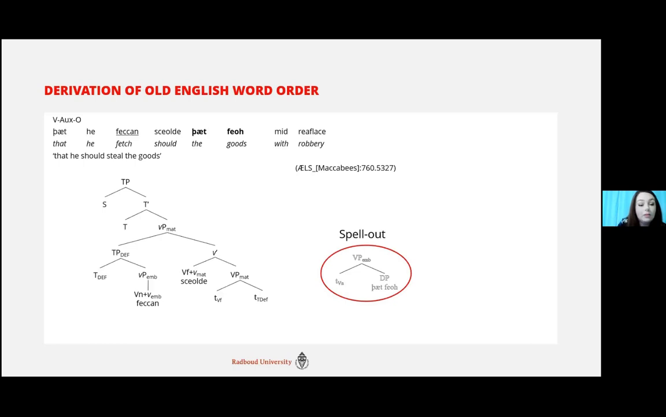So because the word orders are similar in Dutch and German, you might say, well, just assume this analysis for Dutch and German as well, but there are a couple of differences that I would like to point out that have to be accounted for as well.